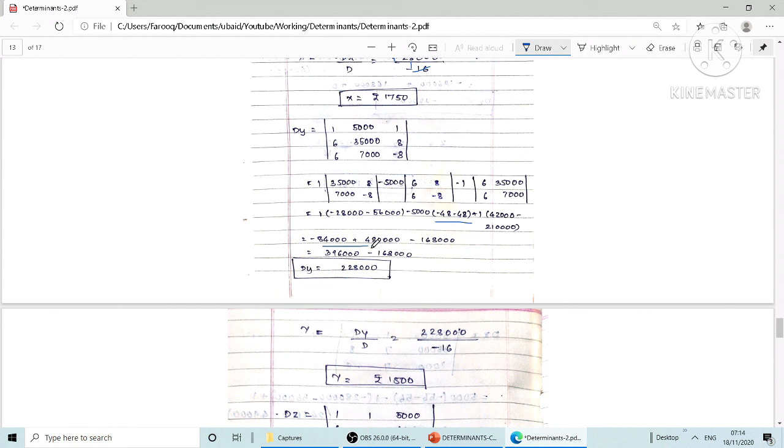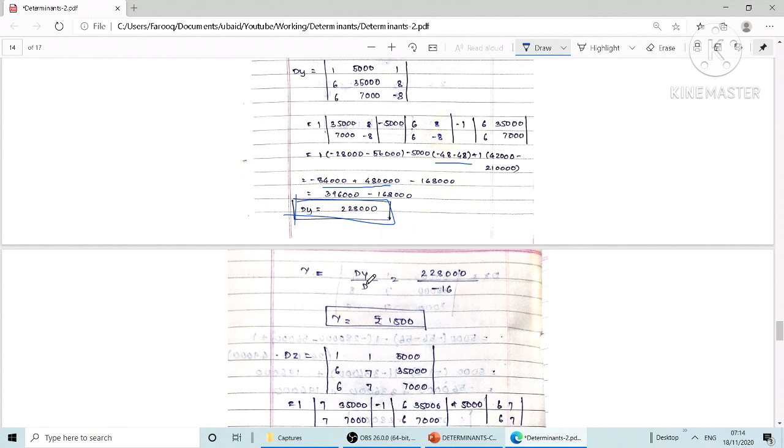Then we will add the first two numbers, minus 84,000 plus 4,80,000, and we will put the sign of the greater number. So what will we get? 3,96,000 we will get. Then we will subtract from it 1,68,000. Then the value of dy is 2,28,000. Then we have to find y. Dy upon d, 2,28,000 divided by minus 16, we will get the value of y, that is 1,500.